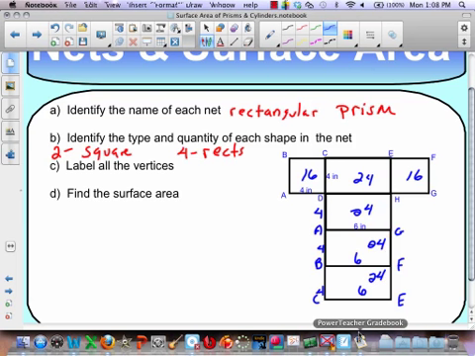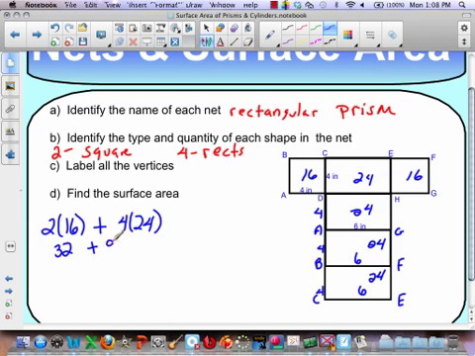So let's put this all together. What do I actually have then? I have 2 16s, right? And I have 4 24s, because I have 4 rectangles. So what's 2 times 16? 32. Plus 96 gives me 128 what? Inches squared.